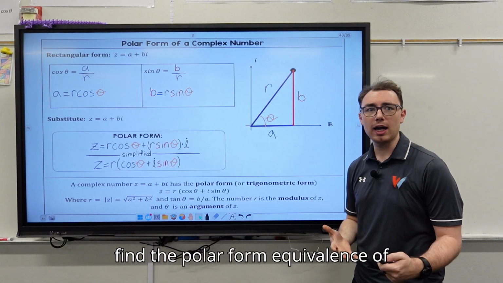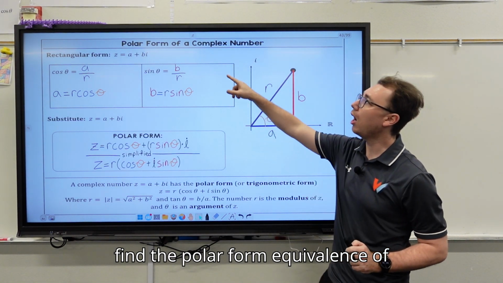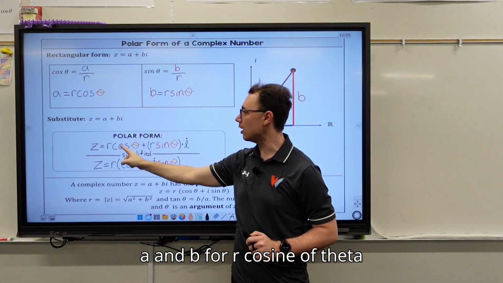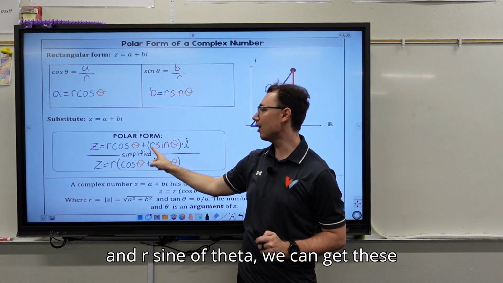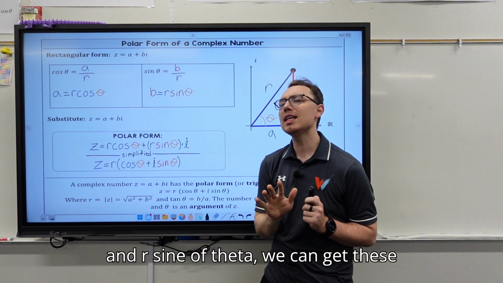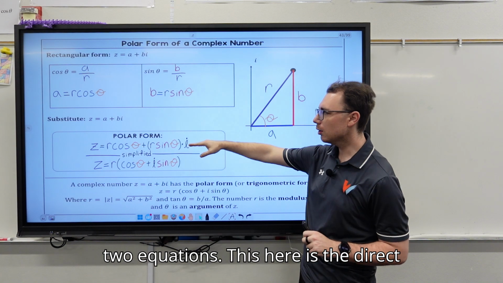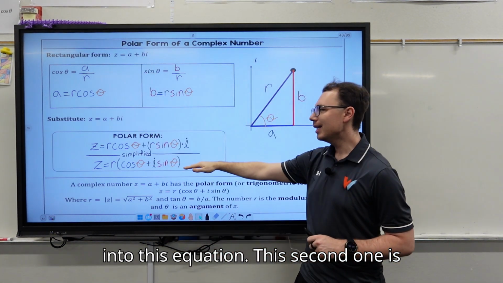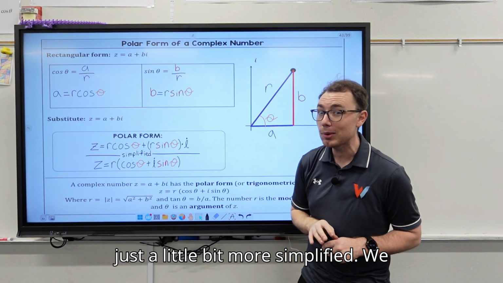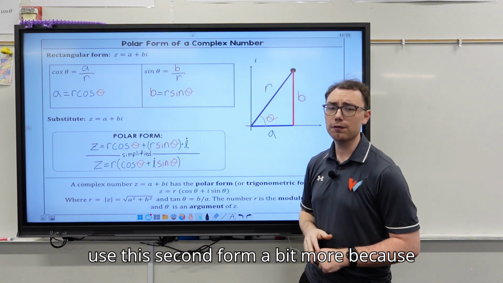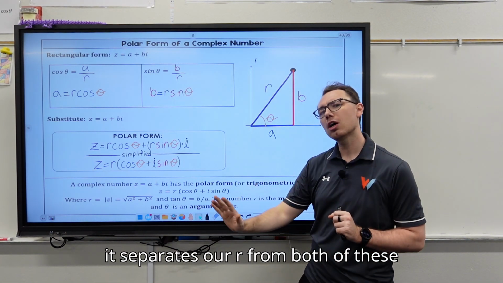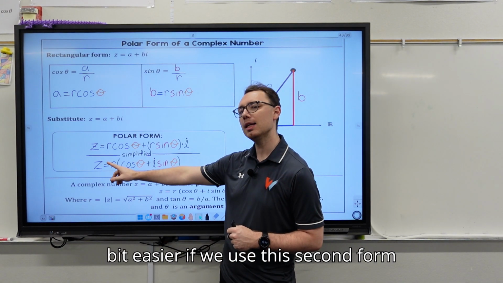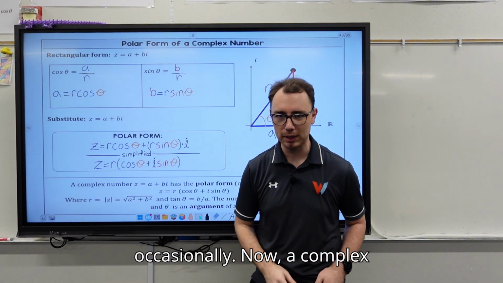Now, let's try and find the polar form equivalence of this z term here. Since we're plugging in a and b for r cosine of theta and r sine of theta, we can get these two equations. This here is the direct solve where we plug in these two values into this equation. This second one is just a little bit more simplified. We use this second form a bit more because it separates our r from both of these terms. So it helps us find r a bit easier if we use this second form occasionally.